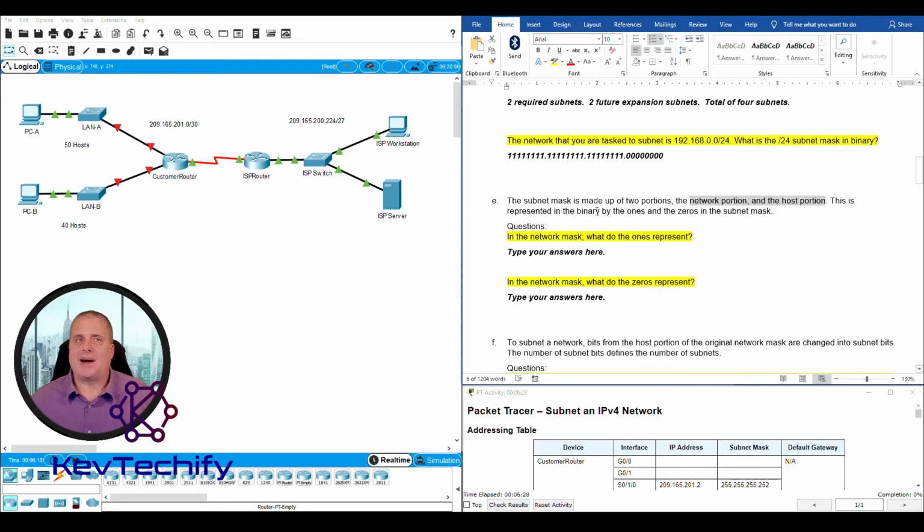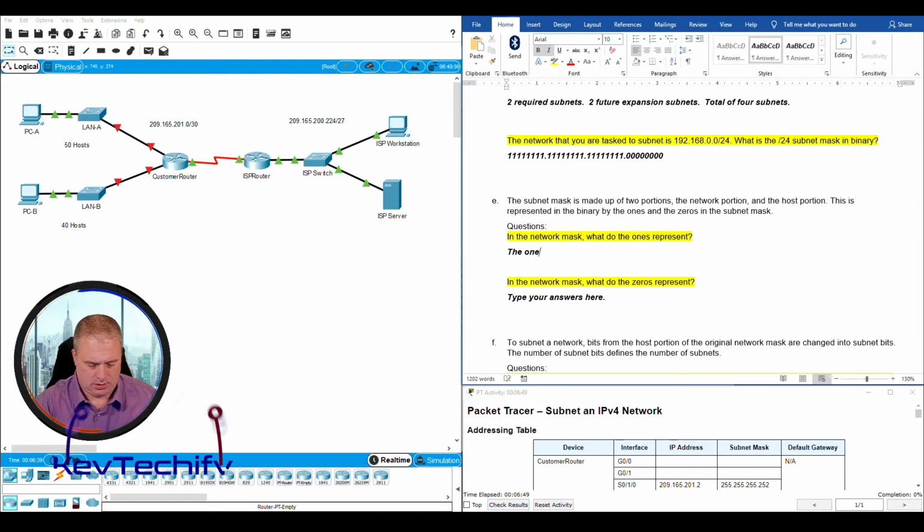This represents the binary, represented by the ones and the zeros in the subnet mask. Question: in the network mask, what do the ones represent? So in our subnet mask, what do the ones represent? Well, the ones represent the network portion of the address. So ones represent the network portion.